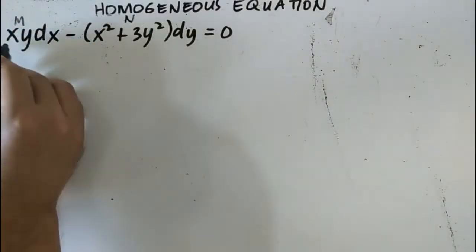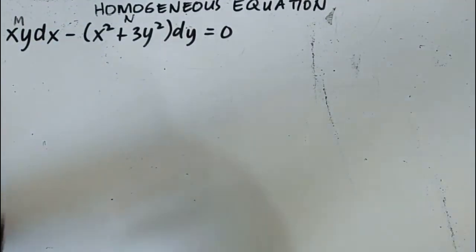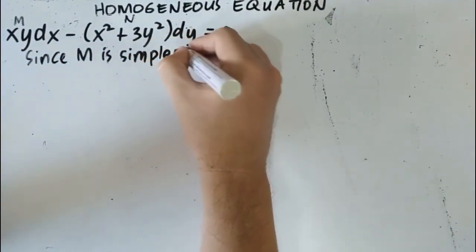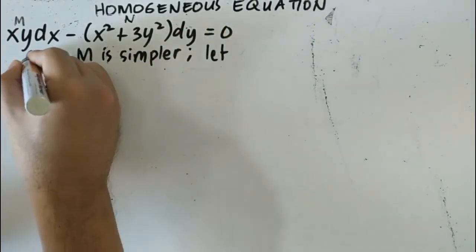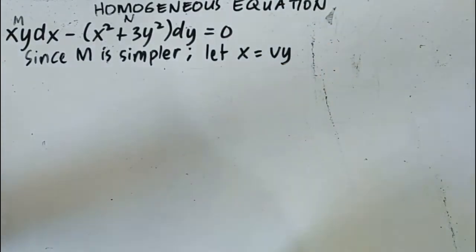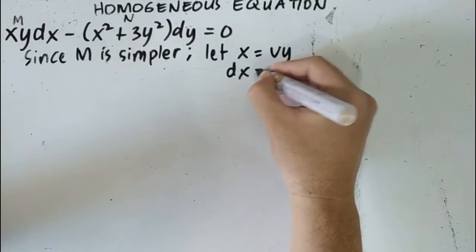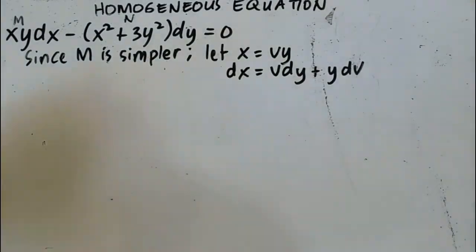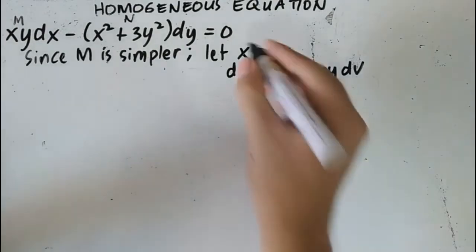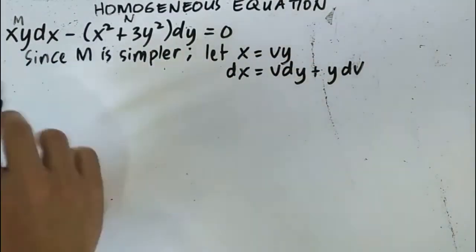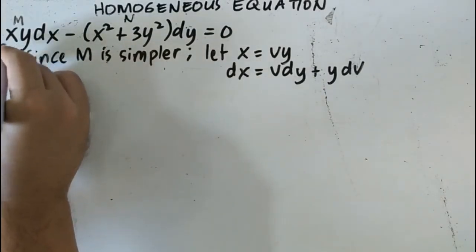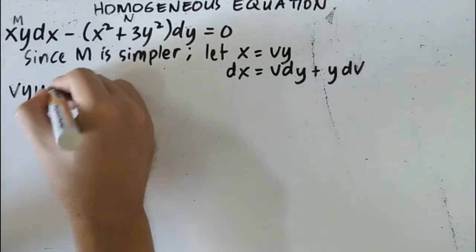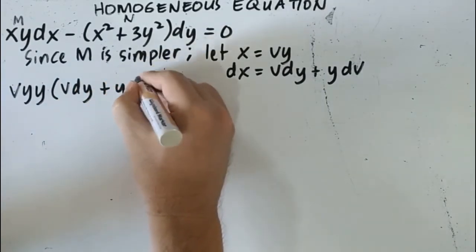And since m is simpler, it is only composed of xy, then we use the substitution. We let x equals vy. And if x is equal to vy, dx is equal to v dy plus y dv. That is by product rule in differential equations. So we substitute to the original functions. Instead of writing x, we write vy times y. Instead of writing dx, we write v dy plus y dv.